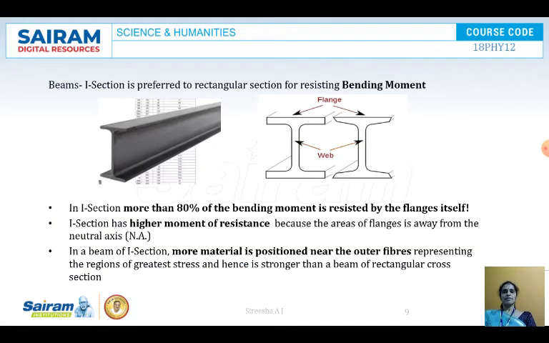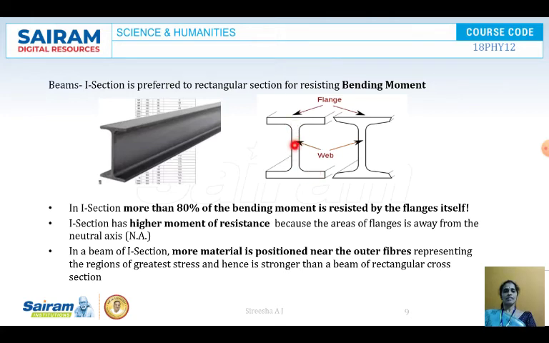Next, as I told you, this is an I-beam, used in railway tracks. An I section beam is preferred to a rectangular section for resisting the bending moment. Bending moment happens when the beam is clamped at two ends and the weight is increased, so there will be a bend, as you have seen in the bending moment of a beam. To avoid such bending, I-beams are used. The shape is like an I.